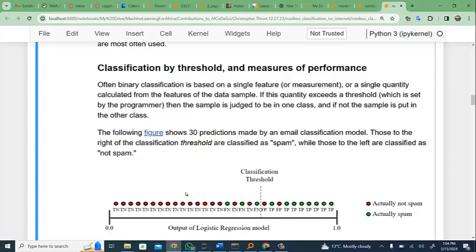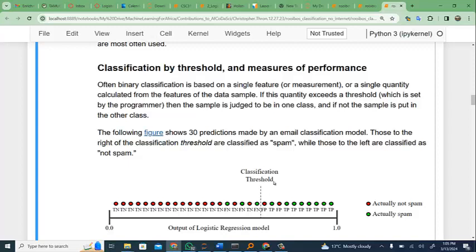So let's take this example where we have two classes. Here we're looking at spam. Some emails are actually spam, and some emails are actually not spam. And these two types of emails will have different values on the logistic regression scale. You have some model that determines the logistic regression value, and this is showing the logistic regression value on the scale from 0 to 1.